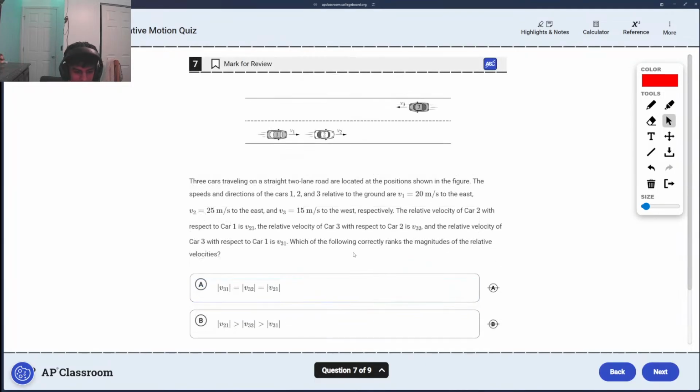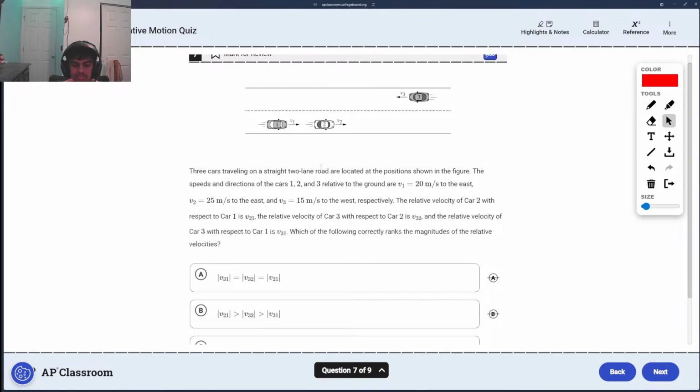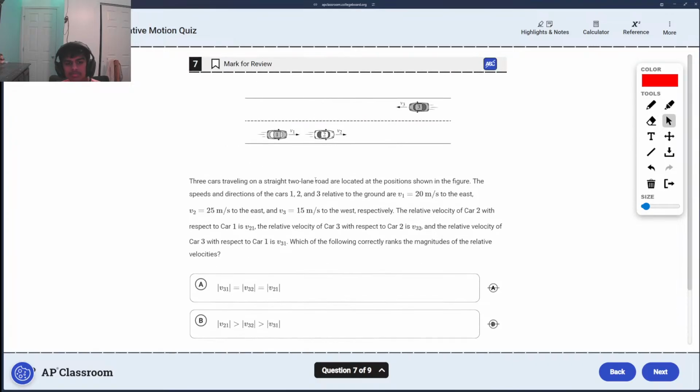3 cars in a straight line: 1, 2, and 3. To the east, speed and direction 20. V1 is going 20, V2 is going 25, and V3 is going 15 to the west. Relative velocity of car 2 with respect to car 1 is V21. Relative velocity of car 3 with respect to car 1 is V31. So from this guy's perspective, this guy's going V21, and from this guy's perspective, this guy's going V31. Rank the magnitude, so this is absolute value: V31, V32, and V21.